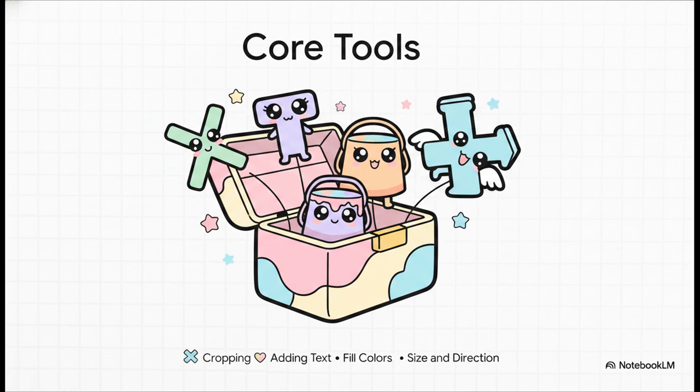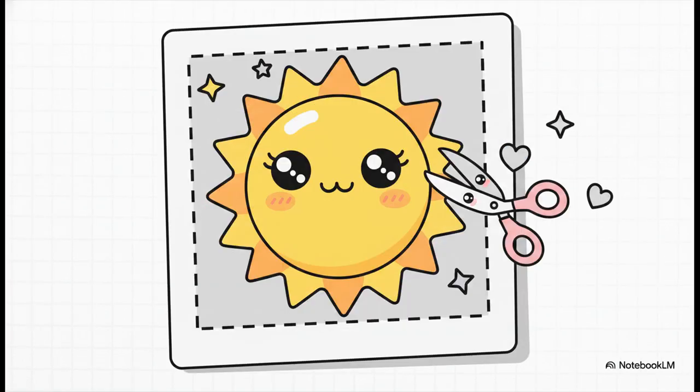We're talking about cropping, adding text, filling colors, and changing size and direction. Let's quickly break down why these specific, simple actions matter so much. First up, we have cropping. Cropping is selecting a specific part of the picture and then completely removing the rest of it. And why is this such a big deal? Because cropping is essentially digital focus. It lets you chop out all that unwanted background noise or distractions, forcing the viewer's eye exactly where you want it to go. You are quite literally cutting away the unnecessary to highlight what actually matters.